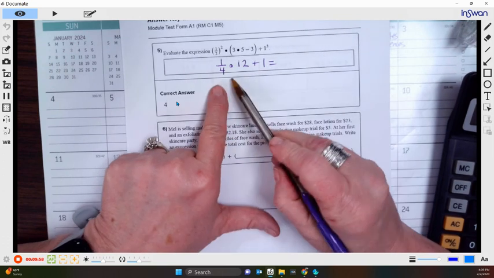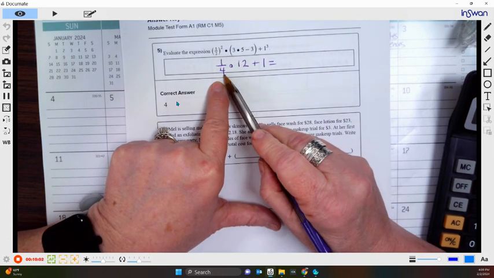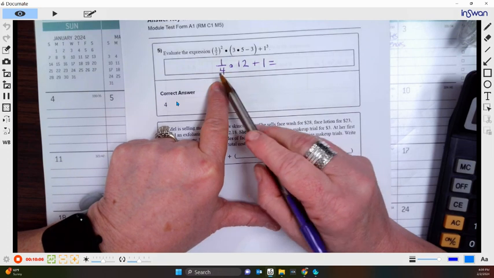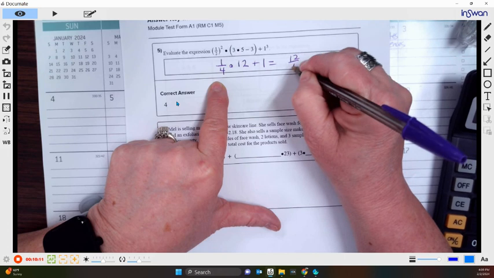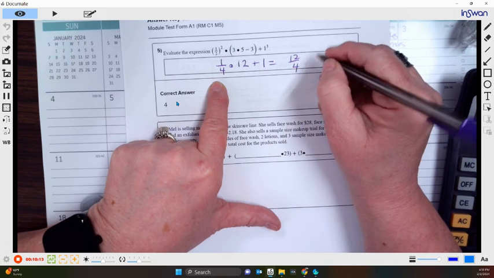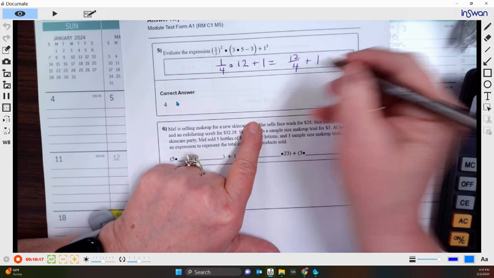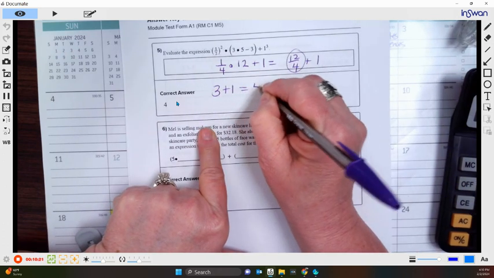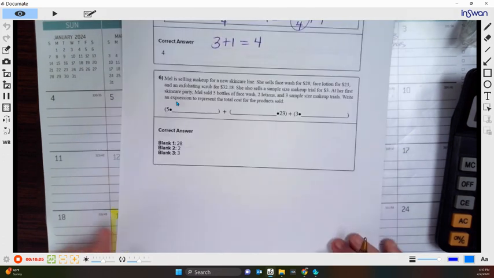And anytime we're multiplying by a fraction, you can divide by the denominator. That would be like 12 over 4, and 12 over 4 is equal to 3, and 3 plus 1 is 4. So here you would have 3 plus 1, simplifying that, and the correct answer would be 4. Okay. The next problem.